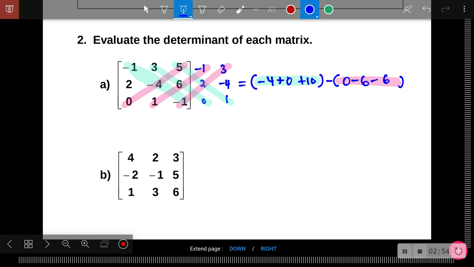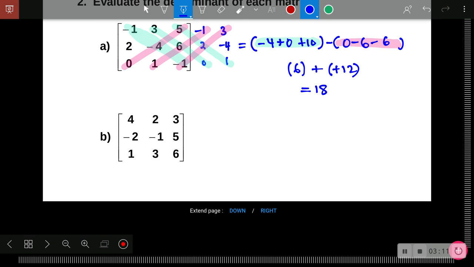So now we boil these down. The first parenthesis has 6 in it, and the second one has -12. Double negative going on there. The determinant of this matrix is 18. Okay, let's do that once more.